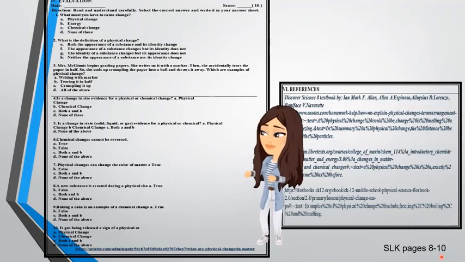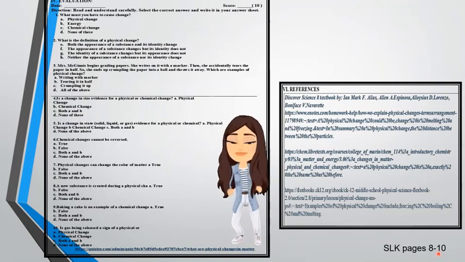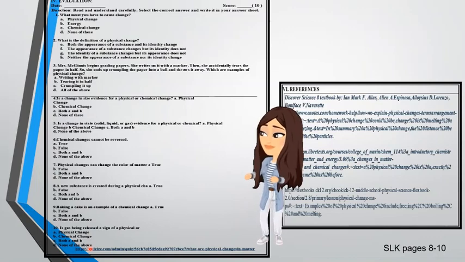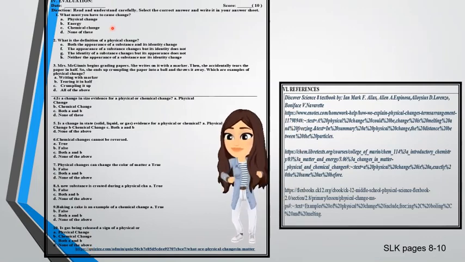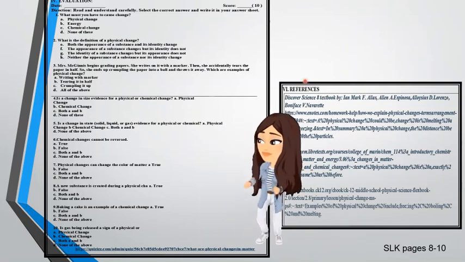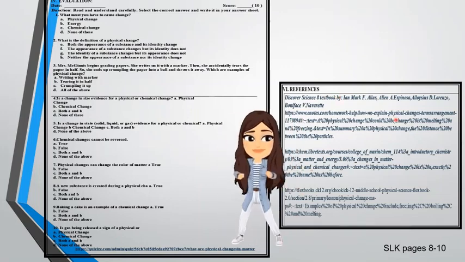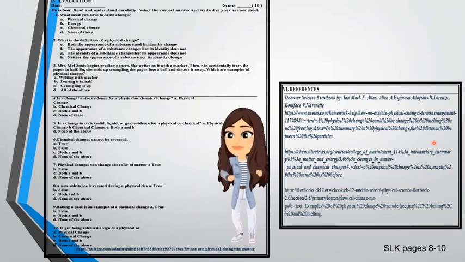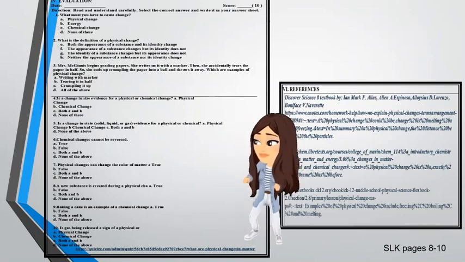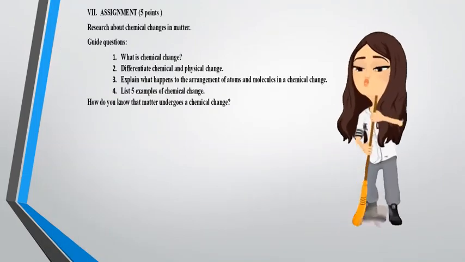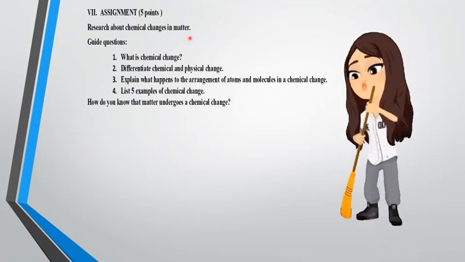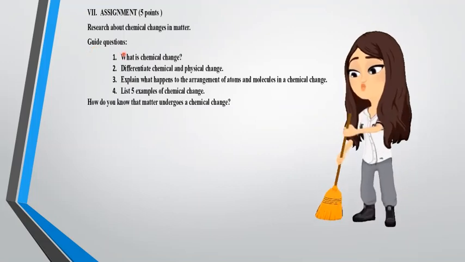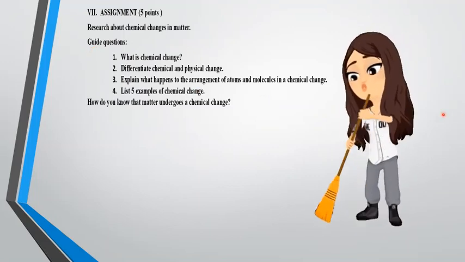Next is on pages 8, 9, and 10. You are going to answer the evaluation. All you need to do is to pick out the correct letter and write it on the answer sheet. Then here are the references that were used to create this SLK. And for the assignment, you are to research about chemical changes in matter. Use these guide questions to answer your assignment.